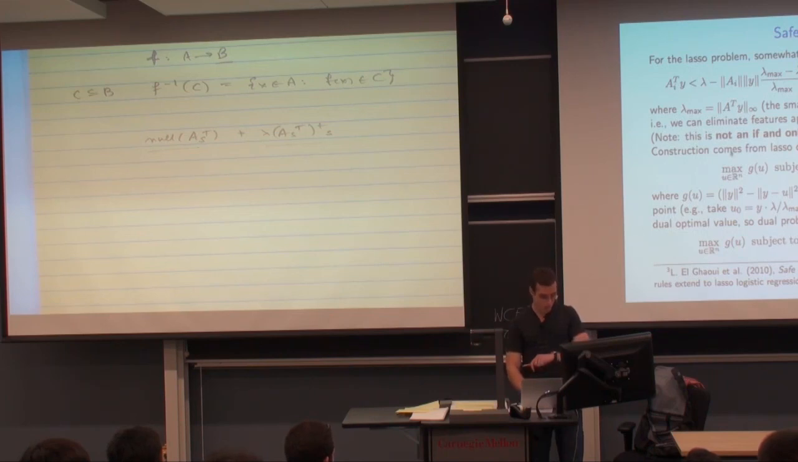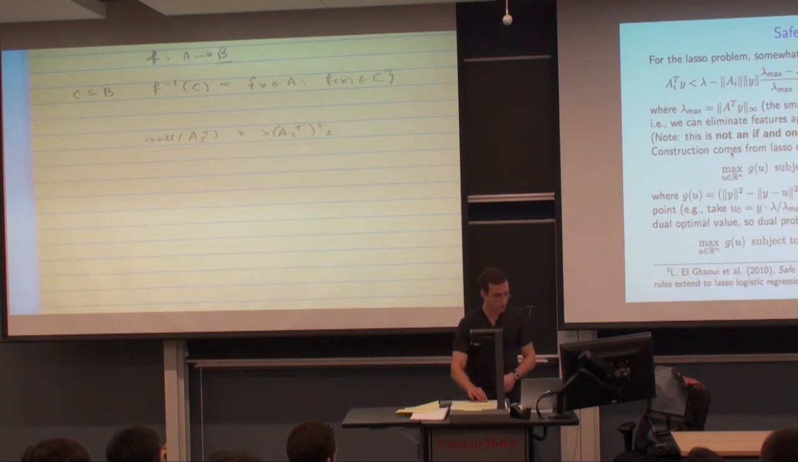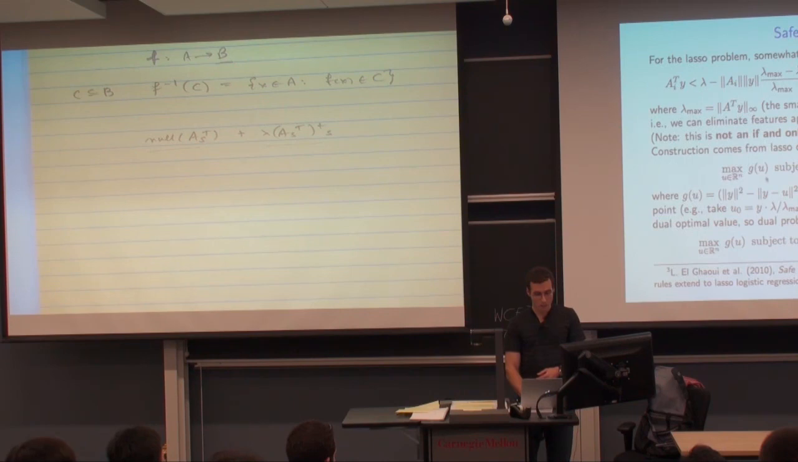So its construction, we'll quickly go over it. Its construction comes from the Lasso dual problem, which is why I'm presenting it in class today. So the dual problem is like this, where I've written it in the form of a maximization problem, and this was what the criterion looked like before I got rid of the constants. It's the norm of y squared minus the norm of y minus u squared, over 2.